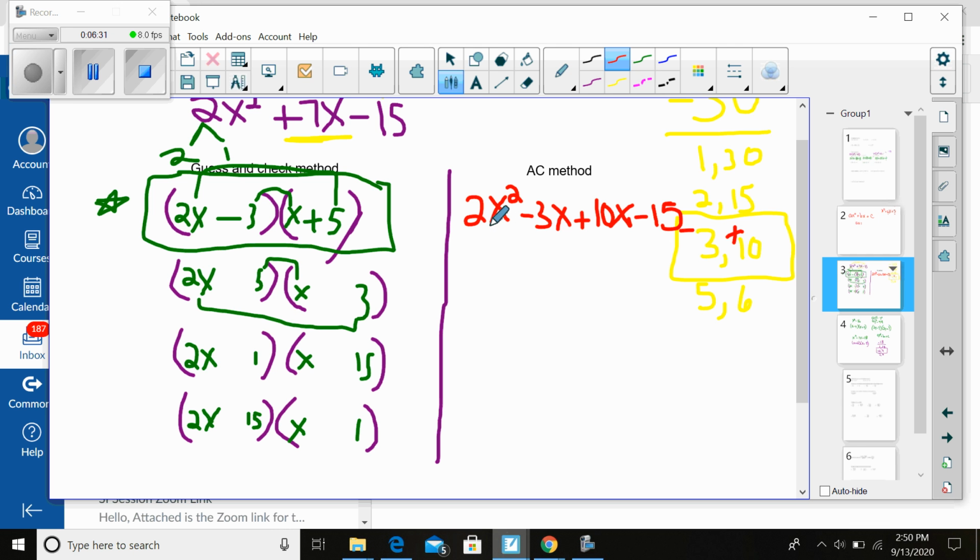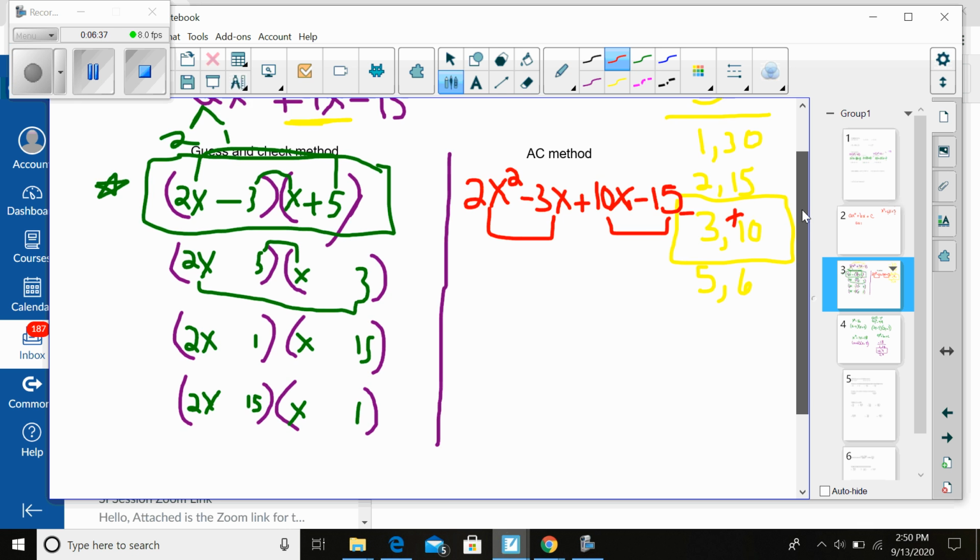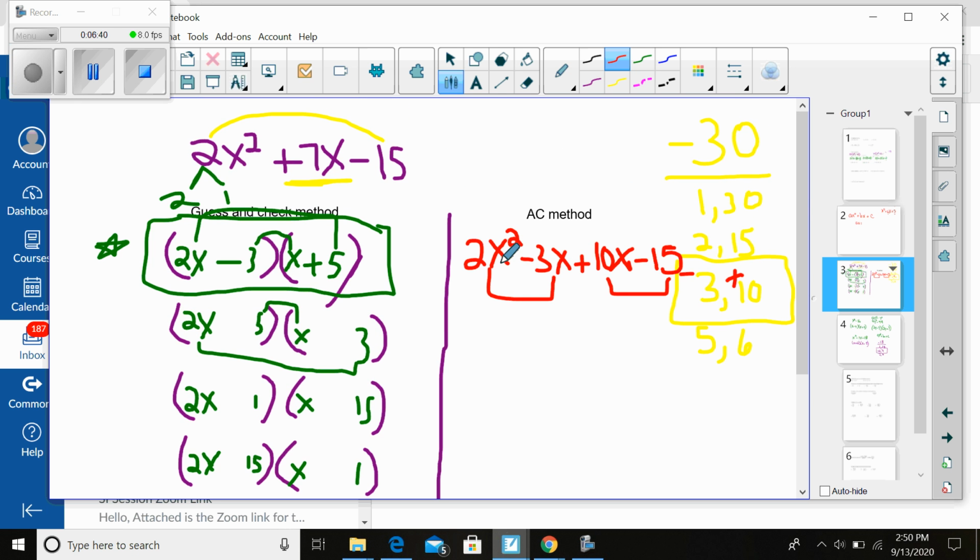Then what I do is I group. I factor by grouping. So I look at that first set and say, what could I factor out? I could factor out an x. And what am I left with? I am left with 2x plus 3.